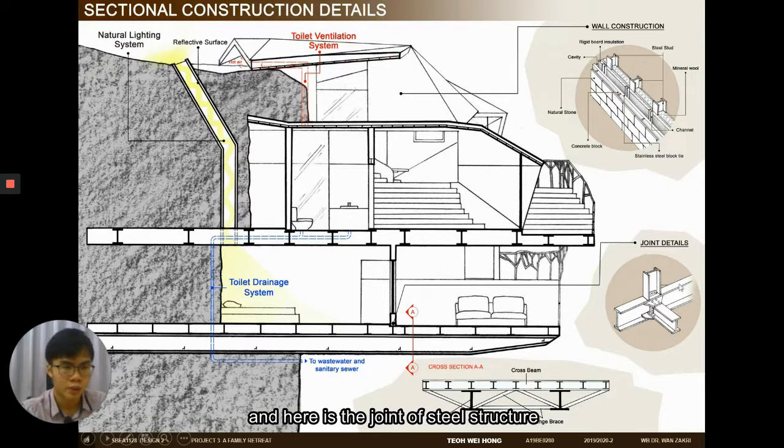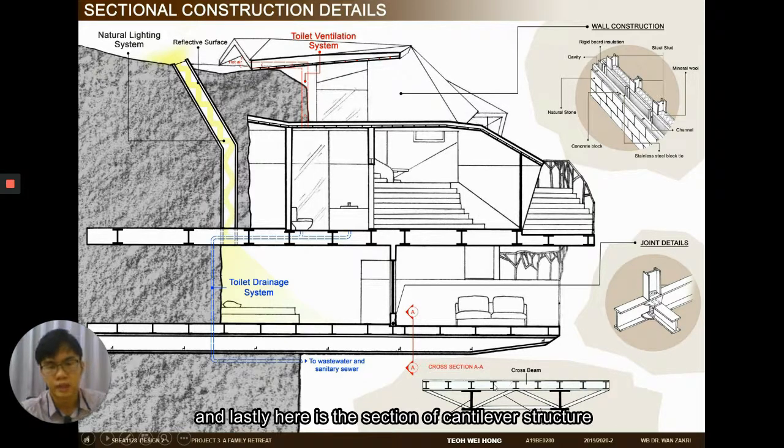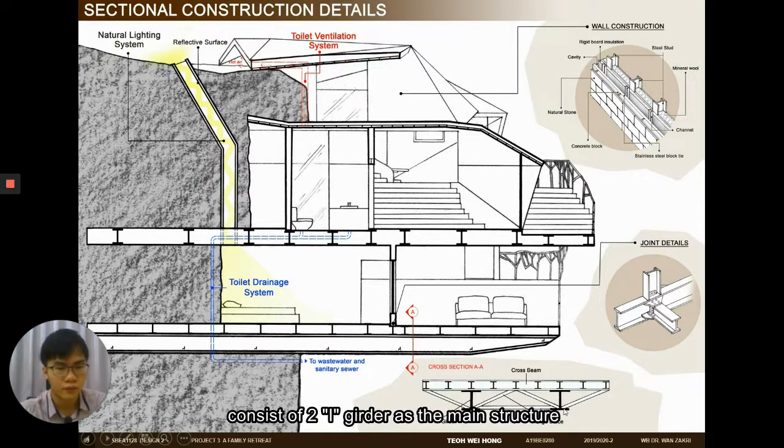And here's the joint of the steel structure by using bolts and nuts. And lastly, here is the section of the cantilever structure, which consists of two big I-girders as the main structure, with cross beams and French braces to reinforce the structure.